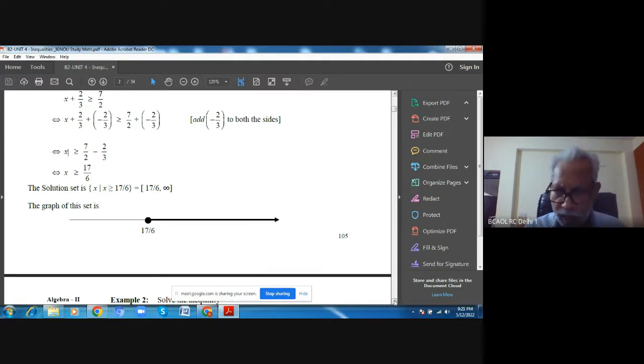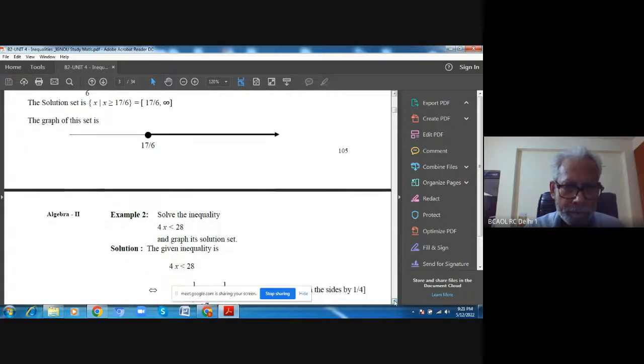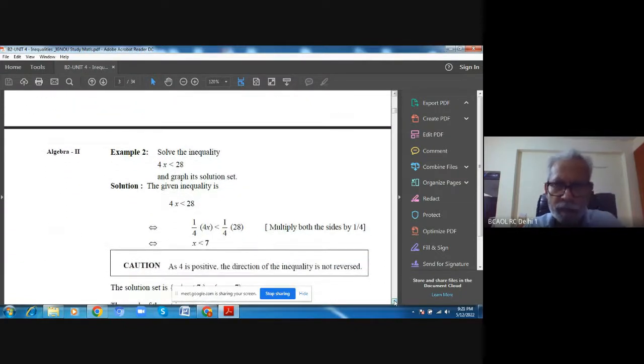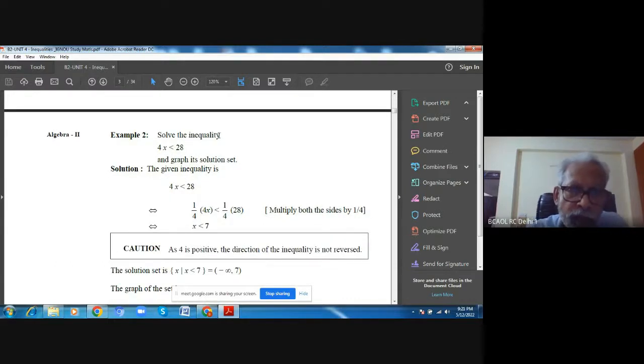Now see the other example. Solve the inequality 4x less than 28. You have to solve it and plot the graph also. So again, you have to multiply by something. So 1 by 4. It is a multiplication rule. So multiply by 1 by 4.